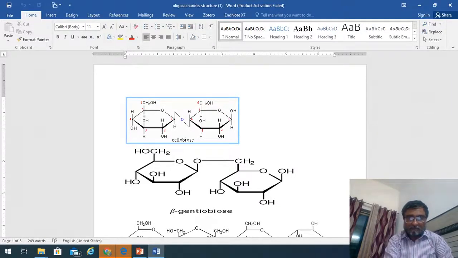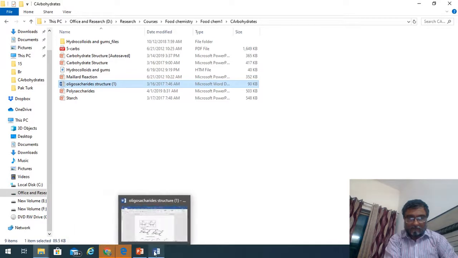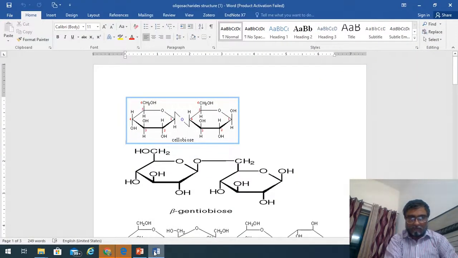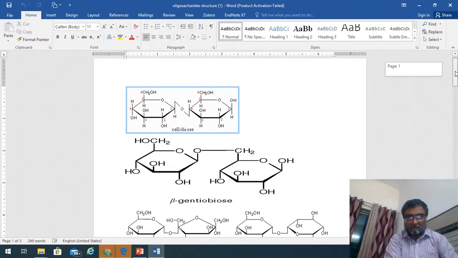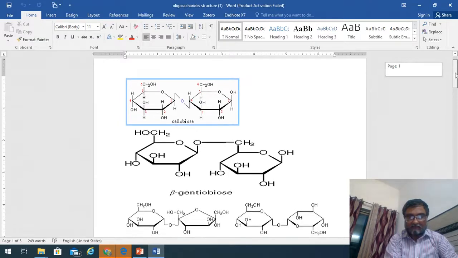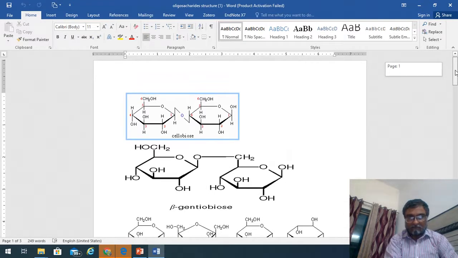Hi guys, in the last lecture we discussed carbohydrates and we have seen some of the structures of the carbohydrates. In this weekend task I have given the structures for some of the oligosaccharides including the disaccharide, trisaccharide, tetrasaccharide, pentasaccharides and what we have discussed about that task.